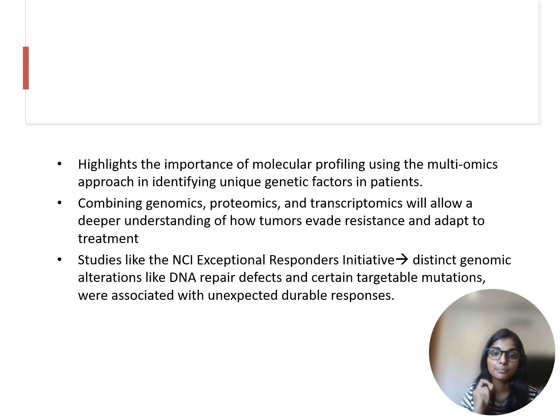So this highlights the importance of molecular profiling using a multi-omics approach in identifying unique genetic factors in patients. So she was started on gefitinib based on profiling her as an EGFR mutant lung cancer patient. But why did she survive without progression of disease much longer than the expected duration? So this is where we need to combine genomics, proteomics, transcriptomics for a deeper understanding of how some tumors evade resistance and adapt to treatment.